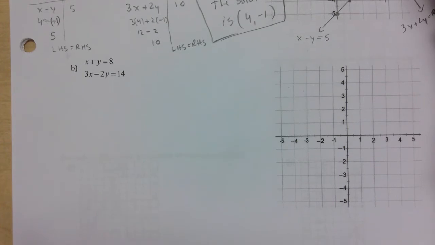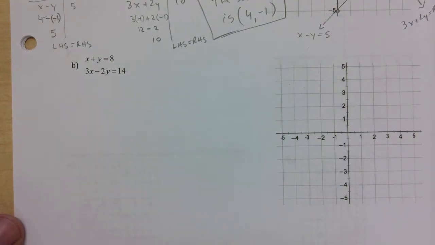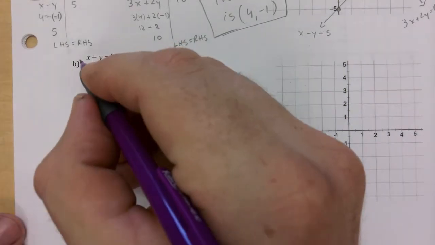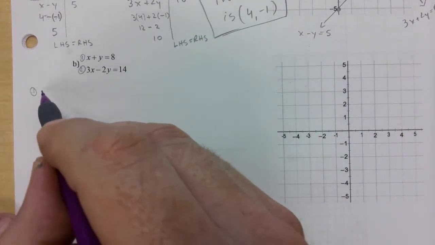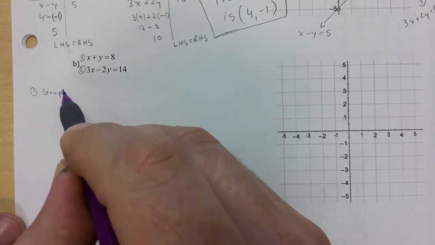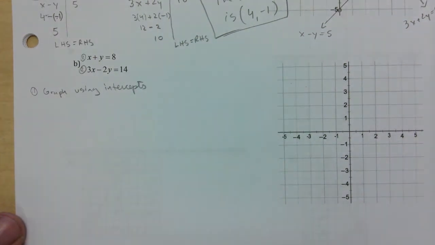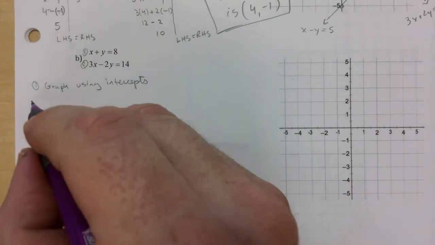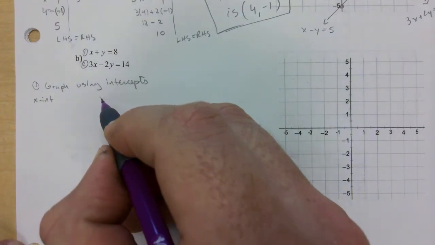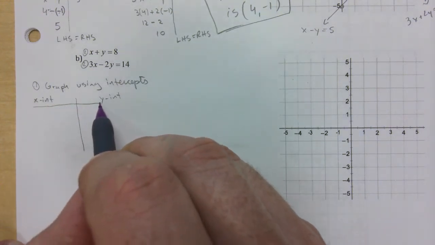Next here, we have two equations again. I'm tempted to do that now, finding the intercepts. So I'm going to call this 1. I'm going to call this 2. Graph using intercepts, just to add into the mix and so you don't forget that that can still be done. Okay? So x-intercept and y-intercept right next to one another. Okay? So I'm not rewriting it, I'm finding the intercepts.